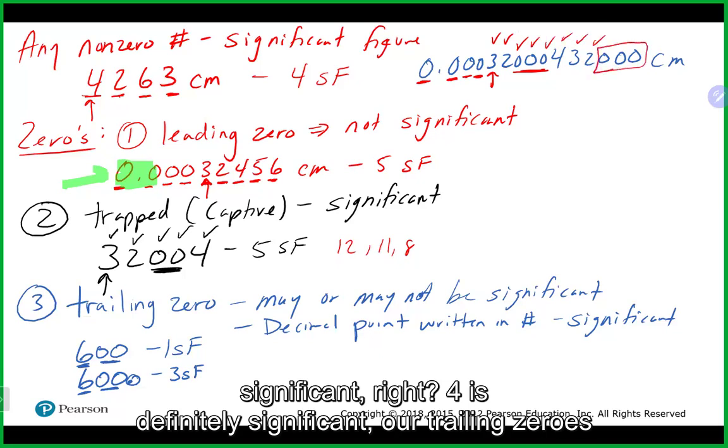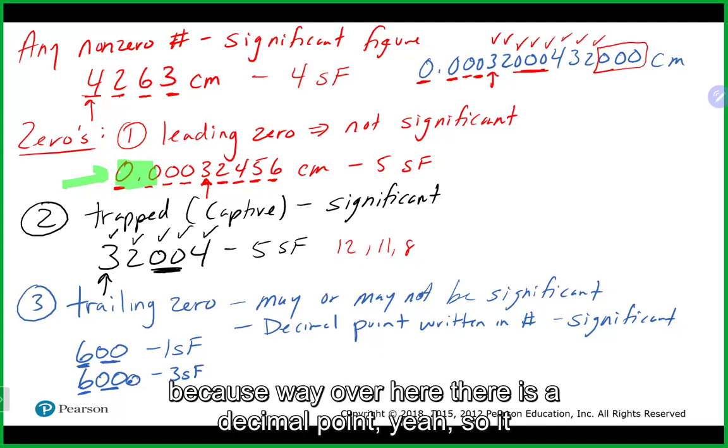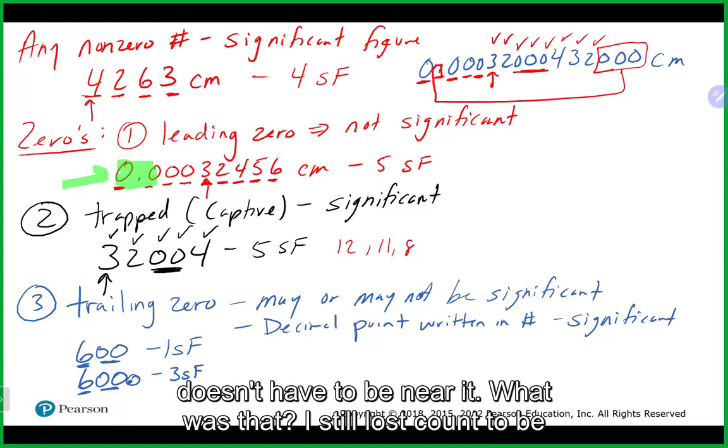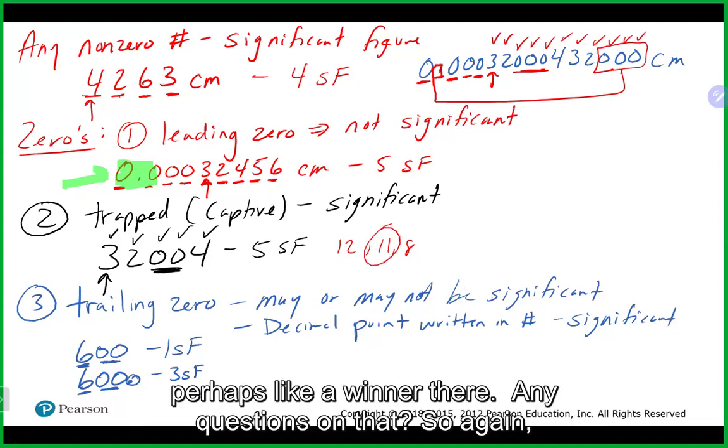Are the trailing zeros here at the end significant? The answer is yes, because way over here there is a decimal point. It doesn't have to be near it. I still lost count, to be honest with you. So let's see, 1, 2, 3, 4, 5, 6, 7, 8, 9, 10, and 11 sounds perhaps like a winner there. Any questions on that?